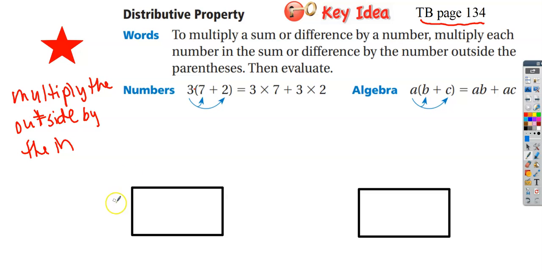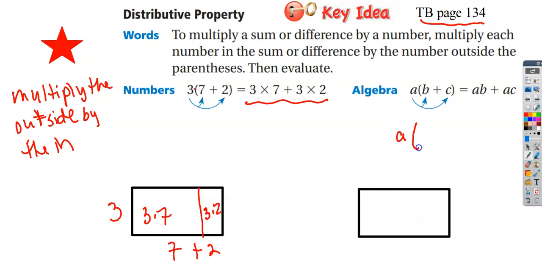So now I'm going to label this to match the numbers up above. I'm going to call this length 7, and I'm going to call this 2. So notice what I'm doing is when I find the area of this whole rectangle, it's 3 times 7 plus 3 times 2, which is what matches this example up here. Now for this box, I'm going to do a subtraction. So I'm going to say, what if for algebra I had b minus c? I'm going to take away.